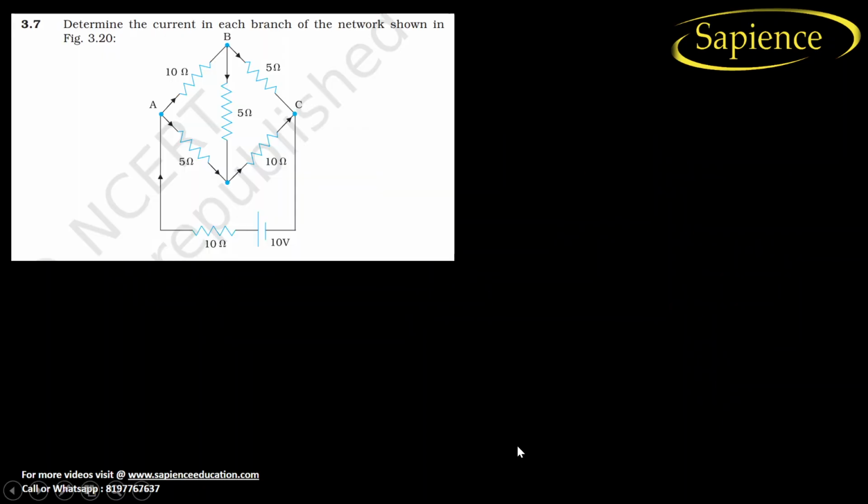The next question says: determine the current in each of the branches as shown in the figure. Now let us consider this current is I1, this one is I2, and this current let's suppose is I3.